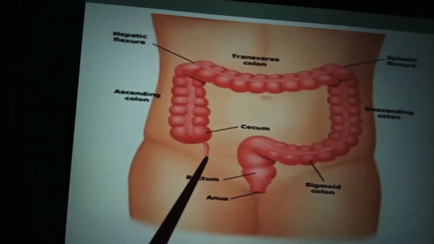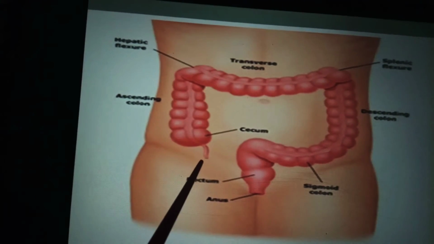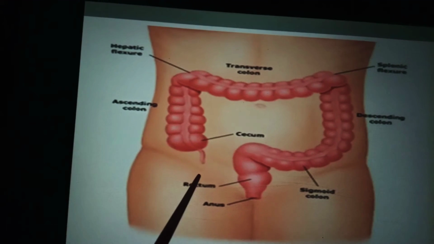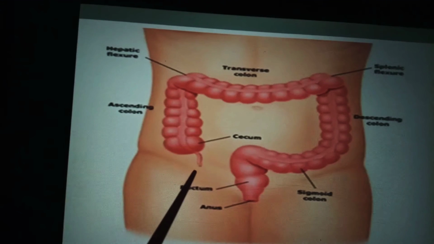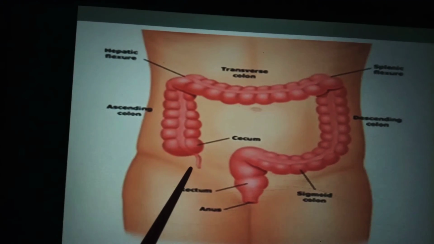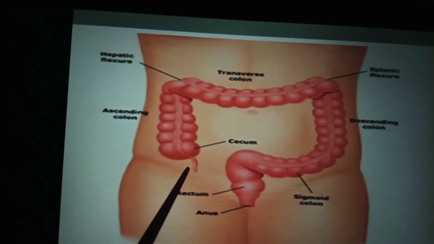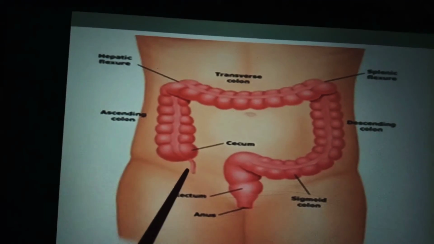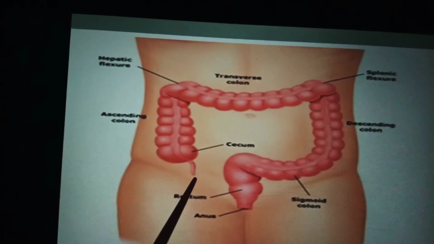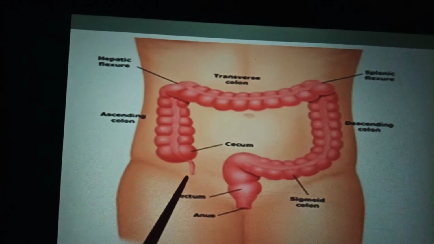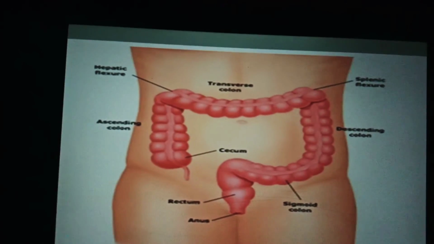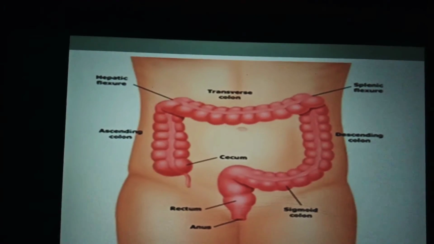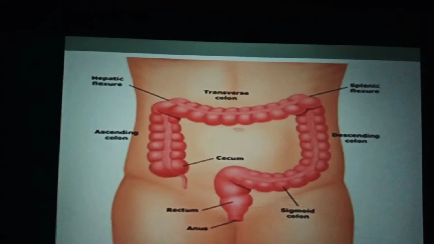Here is the appendix, which is a non-functional finger-like process arising from the blind end of the cecum. Inflammation of the appendix due to infection causes severe pain. The infected appendix must be surgically removed, otherwise it may burst and inflammation may spread in the abdomen.